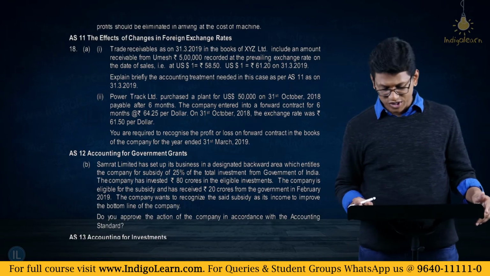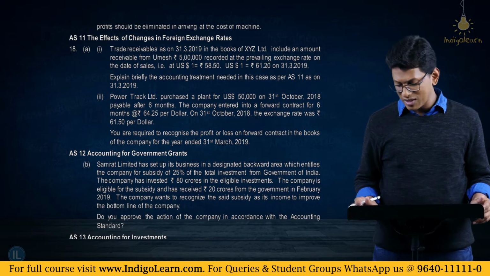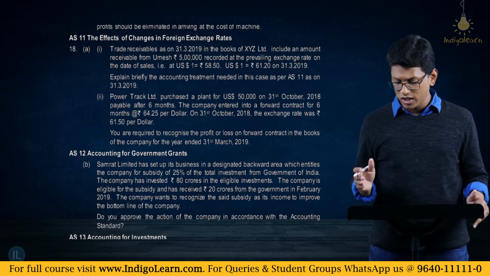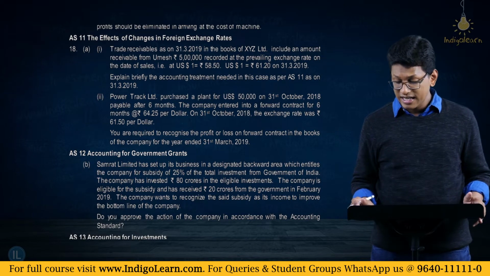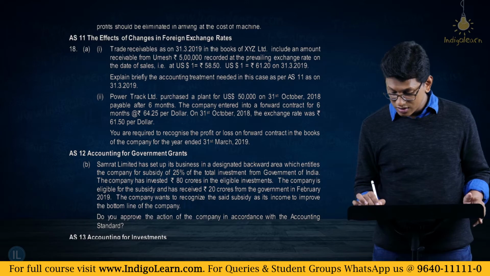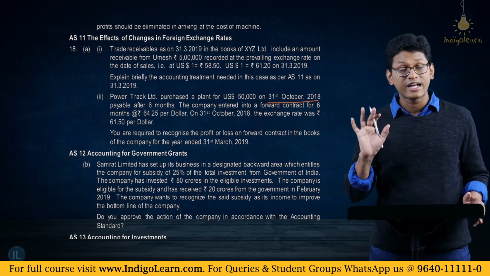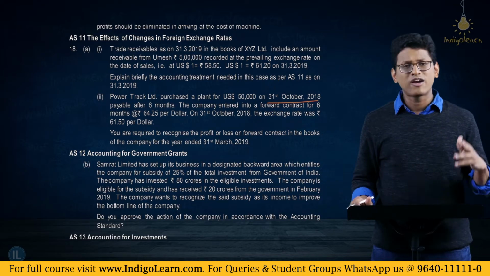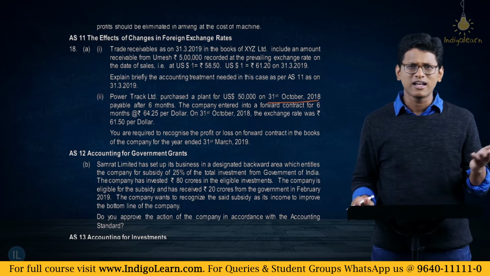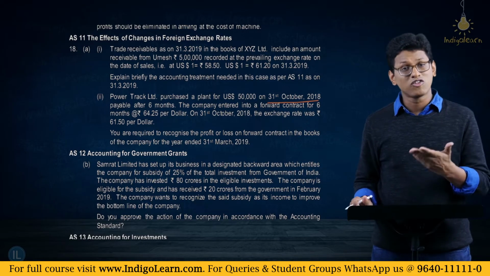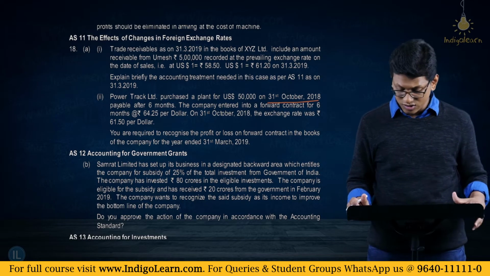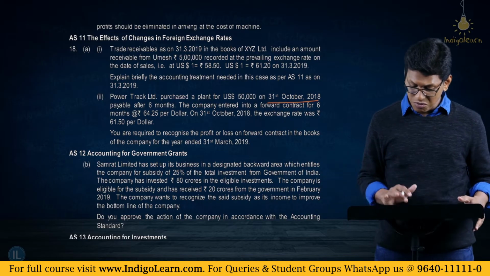Now let us look at the next question, friends. PowerTrack Limited purchased a plant for $50,000 on 31st October 2018. Okay, so this is one important date of purchase. Payable after 6 months. So it is payable after 6 months means start from 1st November, 6 months later. So end of April is when it has to be paid.